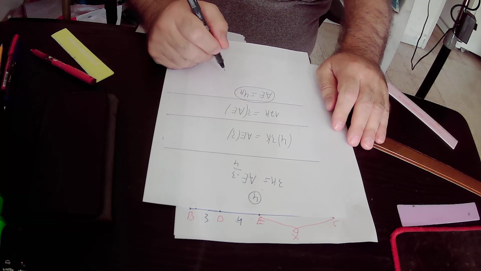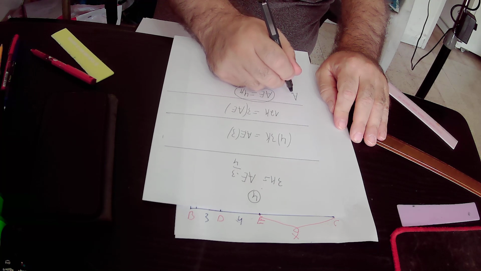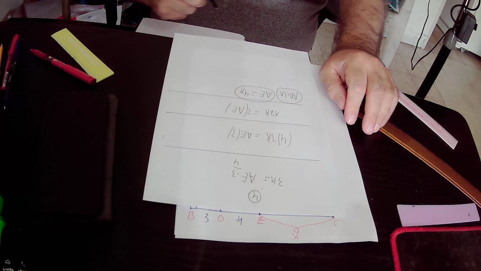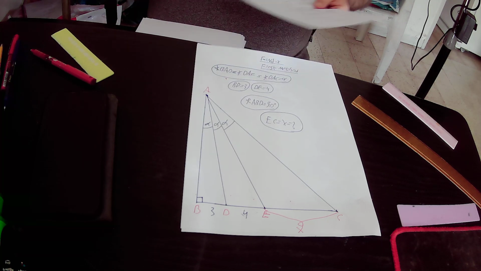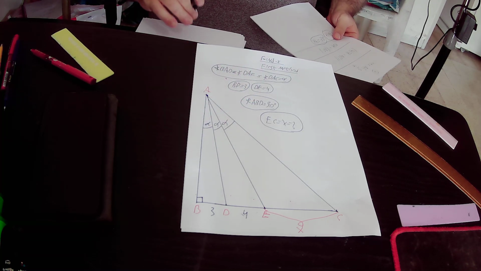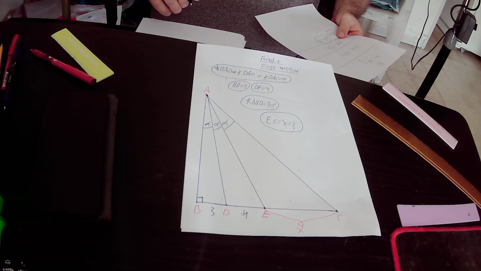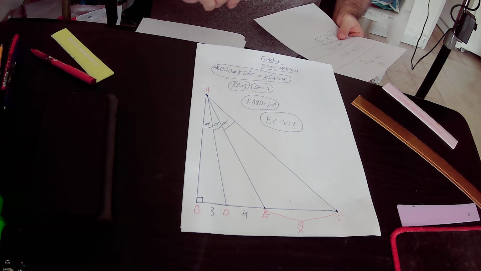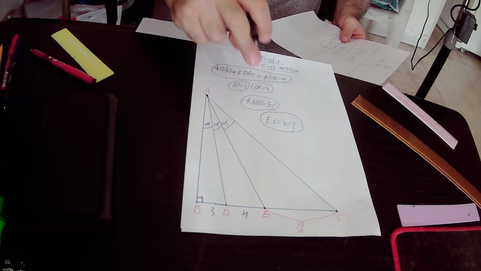AE equals 4K. So we found out that if AB equals 3K, then AE must be equal to 4K. Okay? So in the next step we will continue to focus on the right triangle, triangle ABE. On the right triangle ABE, according to the Pythagoras theorem, the square of the hypotenuse equals the sum of the squares of the perpendiculars. That is to say, AB squared plus BE squared equals AE squared.